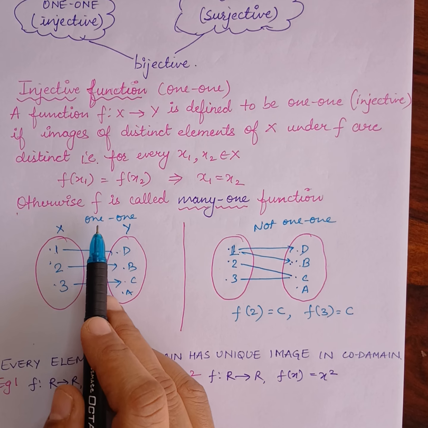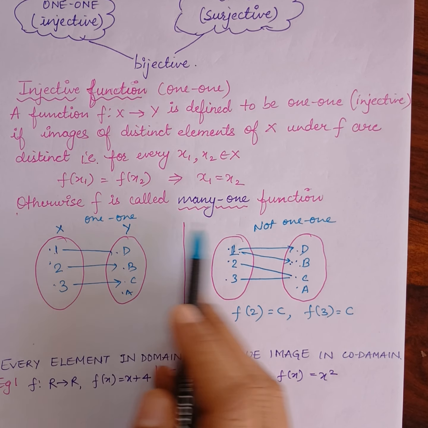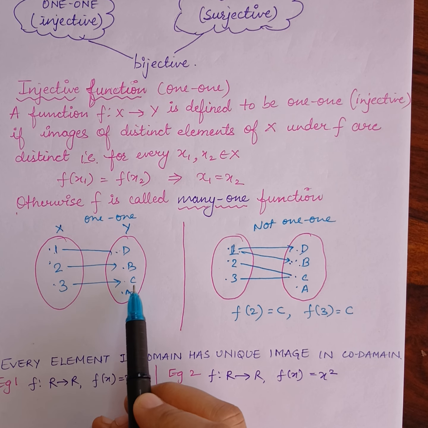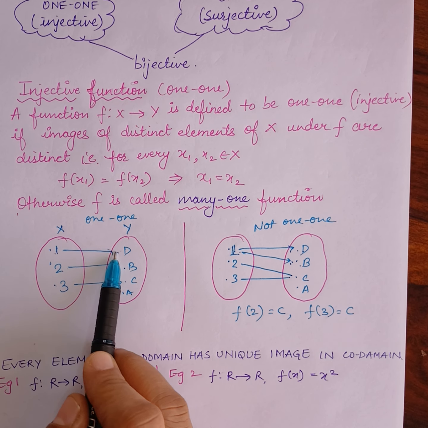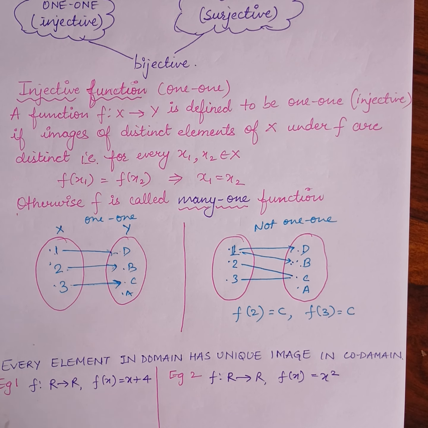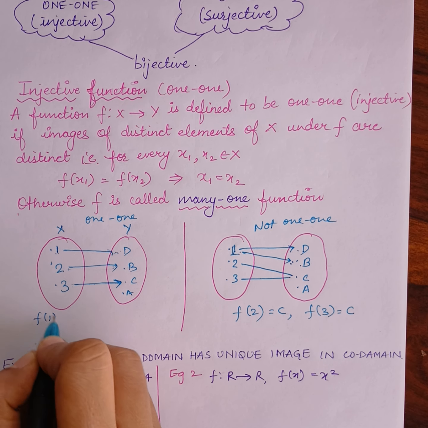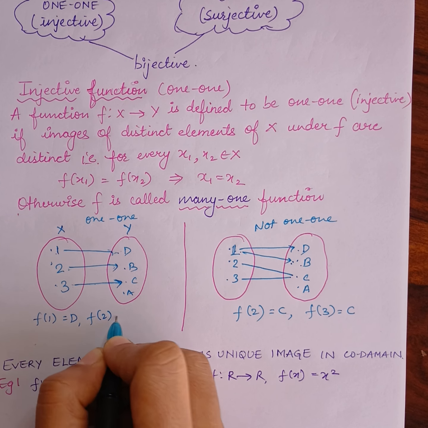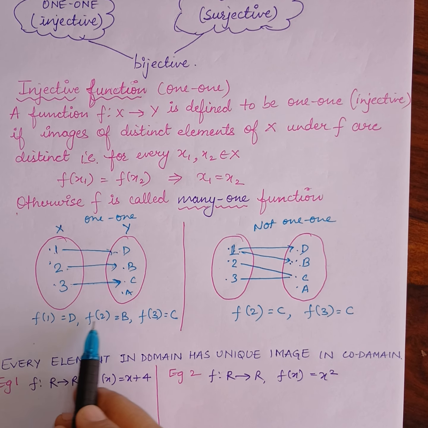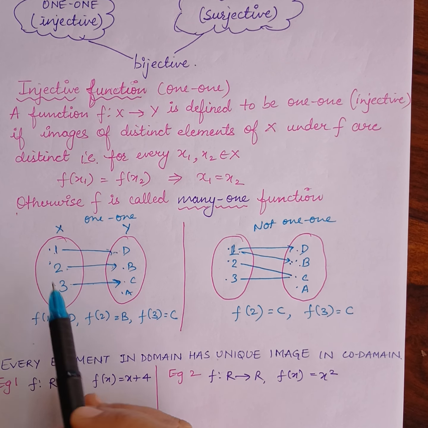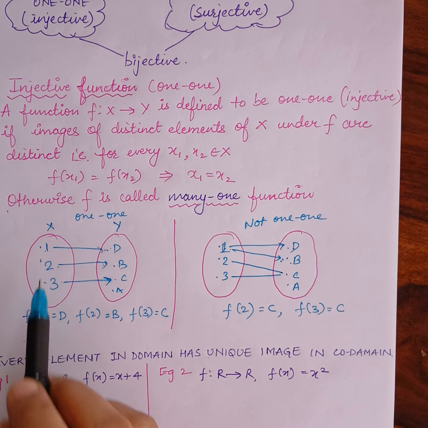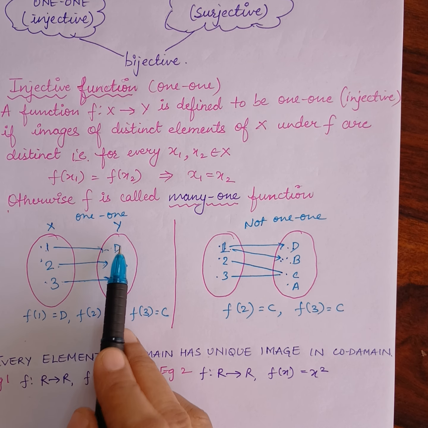Let us understand with the help of a diagram what is a 1-1 function and what is not a 1-1 function. Take the elements 1, 2, 3 and D, B, C, A. 1 has image D, 2 has image B and 3 has image C under f. So, f(1) is equal to D, f(2) is equal to B and f(3) is equal to C. Different elements are having different images, so it is a 1-1 function because each element has a unique image. Every element is having one and only one image.